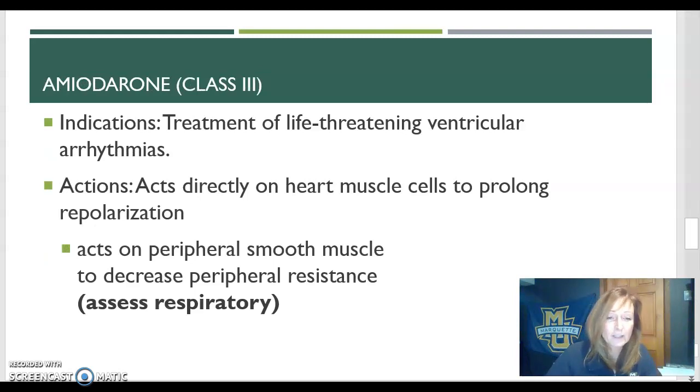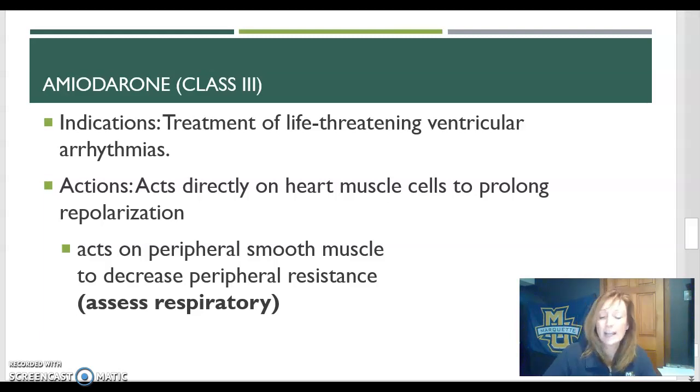The third class that we're looking at is amiodarone. Amiodarone is indicated for the treatment of life-threatening ventricular arrhythmias. This medication acts directly on the heart muscle cells to prolong that repolarization. It will block the potassium channels and slow that movement of potassium out of the cell during phase 3 of the action potential.